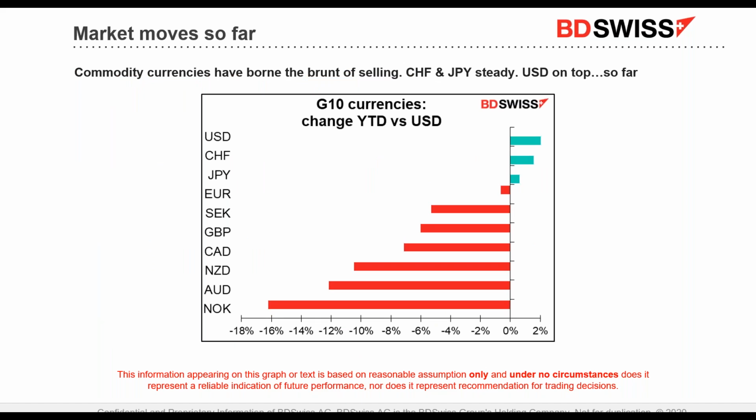So what have the market moves so far been? We can see how the dollar has so far gained. Then the risk sensitive or safe haven yen and Swiss franc have been the big winners, and the commodity currencies have been the big losers, especially the oil sensitive Norwegian krona and the commodity sensitive Australian dollar. And that is what we've had so far. But the question is, what's going to happen from here?